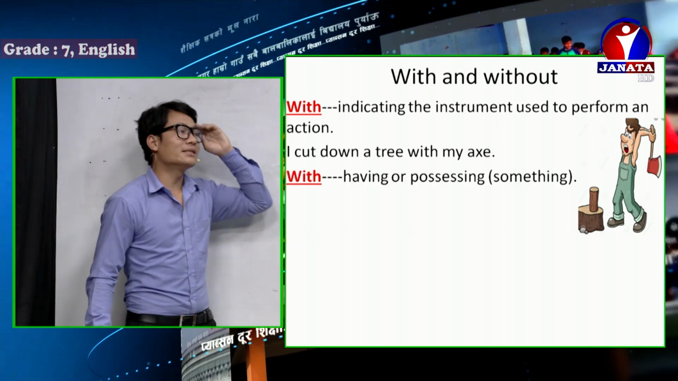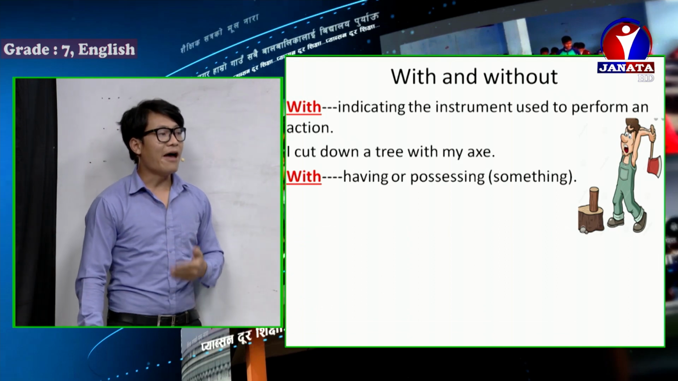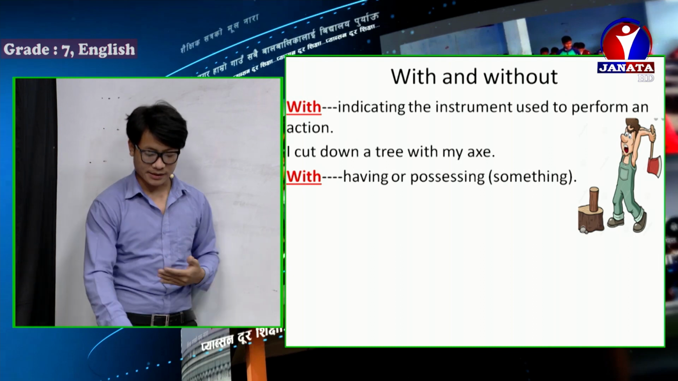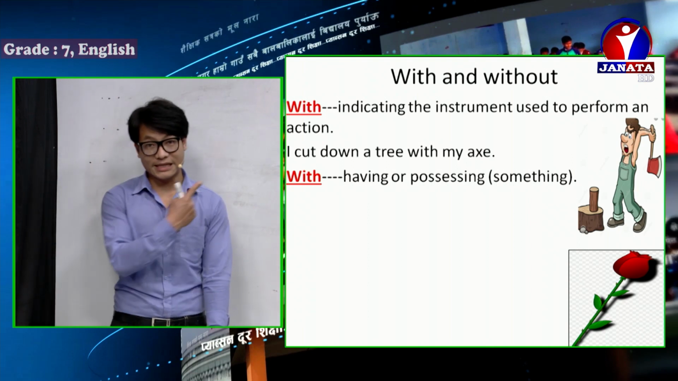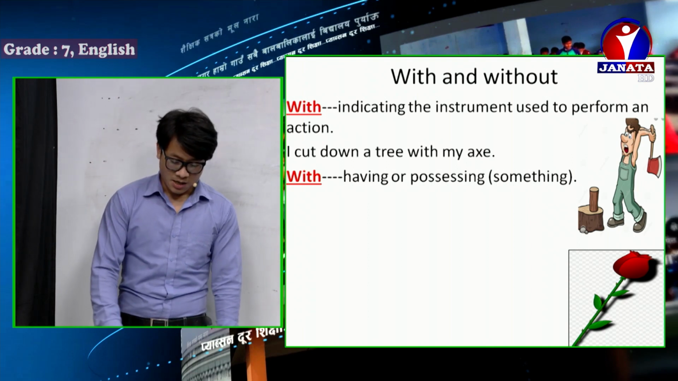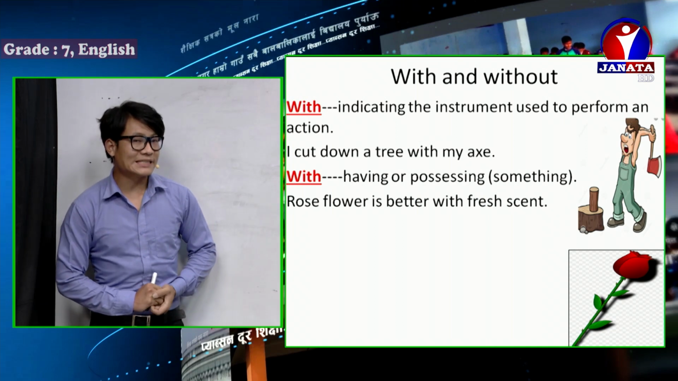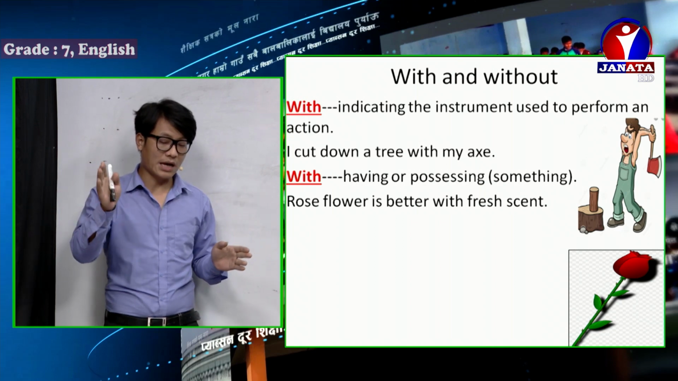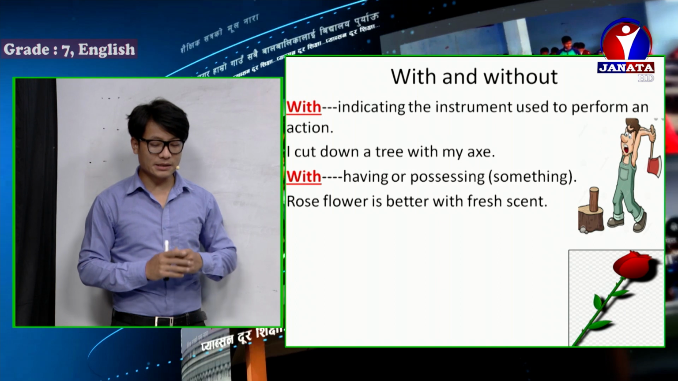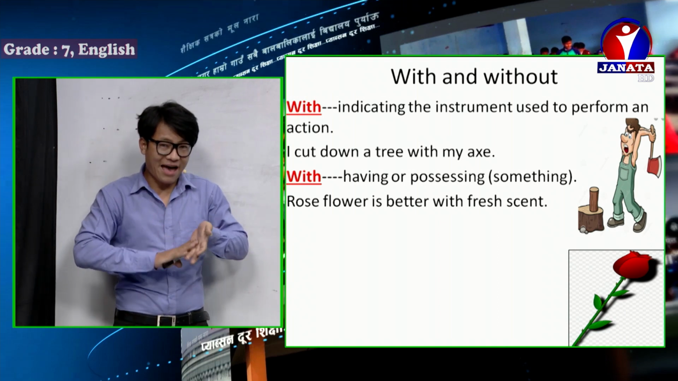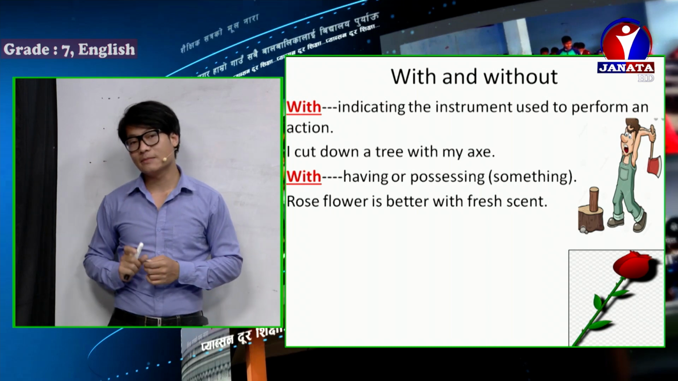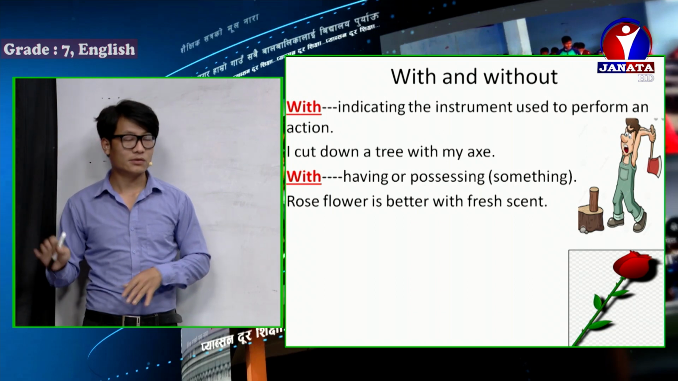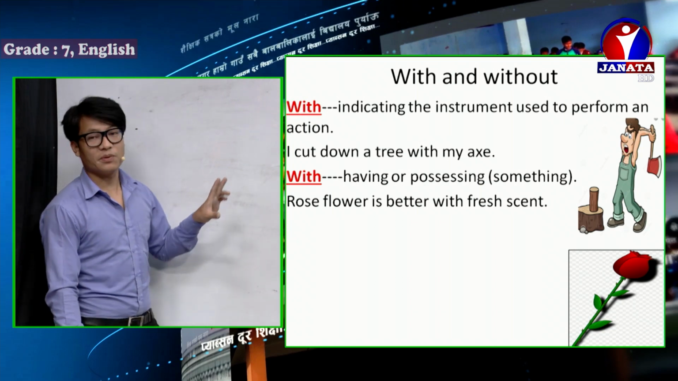And also, with can be used to show having or possessing something. See this example, a rose flower. You can see the rose flower here. Example: the rose flower is better with fresh scent. So you can say the rose flower is better having fresh scent. And in place of having, we can use with as a preposition. The rose flower is better with fresh scent. So these are examples of the preposition with.